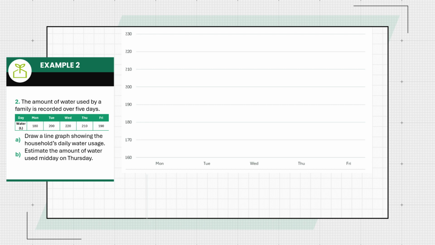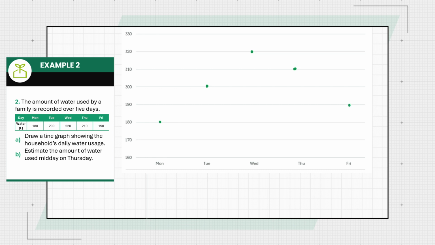So if we look at our line graph, our data, we have that the water usage on Monday was 180 liters. So let's go to 180, and that's about here. And then for Tuesday, we had 200. For Wednesday, we had 220. For Thursday, we had 210. And then for Friday, we had 190.